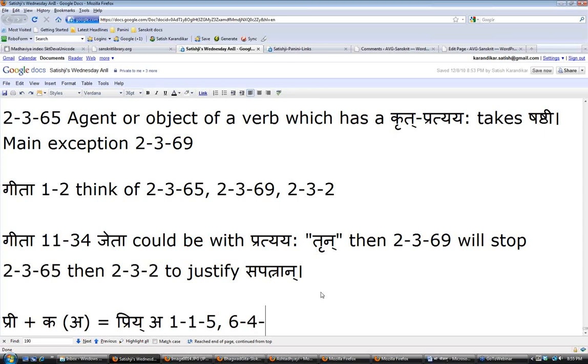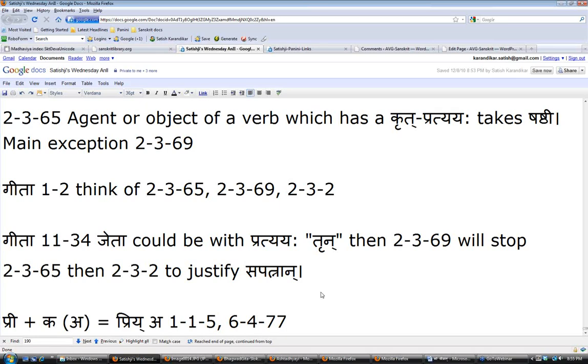Now the question is, one who pleases the king. He is the pleaser of the king. Same thing here. Normally the king would be the object of the pleasing. Let's go down our list again. This 232, Karmani Dvitiya, should give Rajanam Priyaha. But then comes 2365, which says Kartru Karmanoho Kriti.